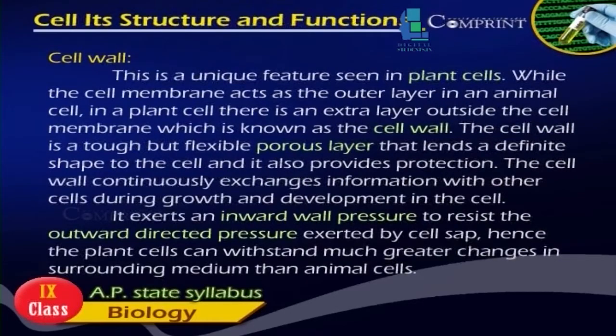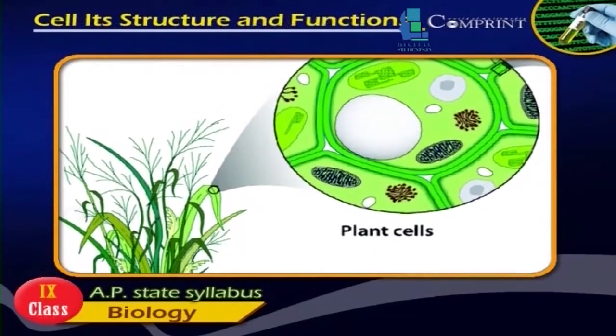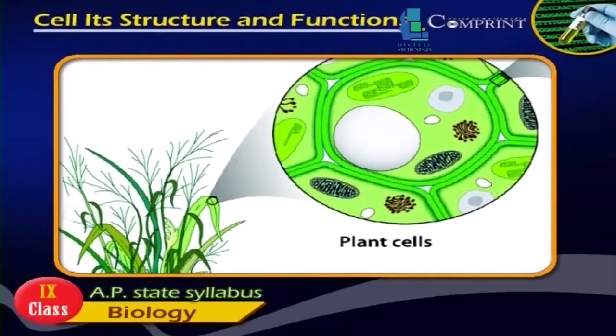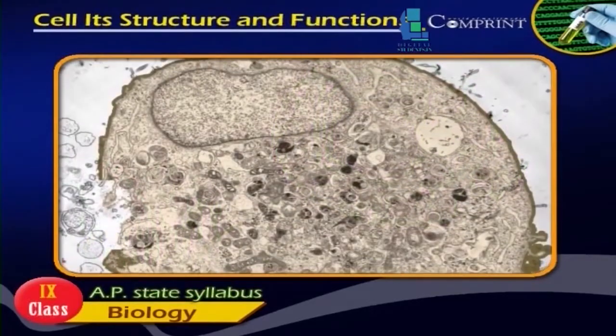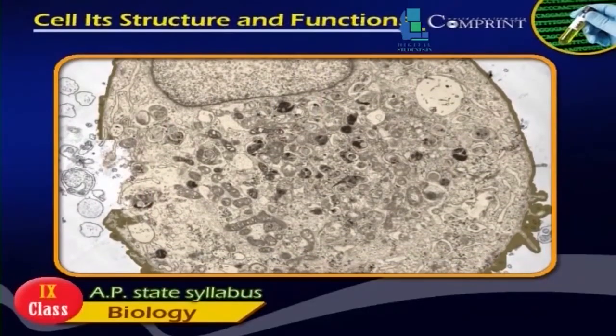Cell wall. This is a unique feature seen in plant cells. While the cell membrane acts as the outer layer in an animal cell, in a plant cell there is an external layer outside the cell membrane which is known as the cell wall. The cell wall is a tough but flexible porous layer that lends a definite shape to the cell, and it also provides protection.